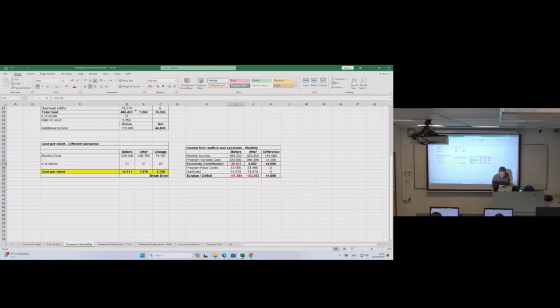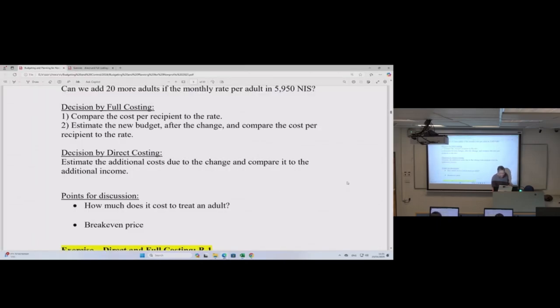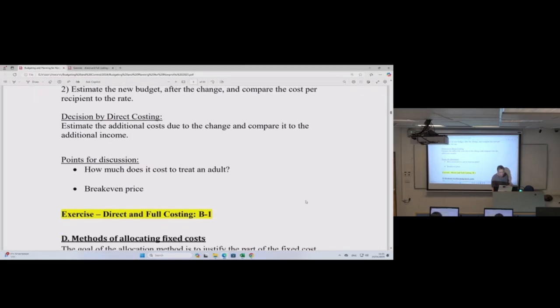Okay? So to summarize, decision by direct costing, we have to estimate the additional cost due to the change and compare it to the additional income. And if we have positive change in contribution, the decision should be, at least from the economic perspective, a go.